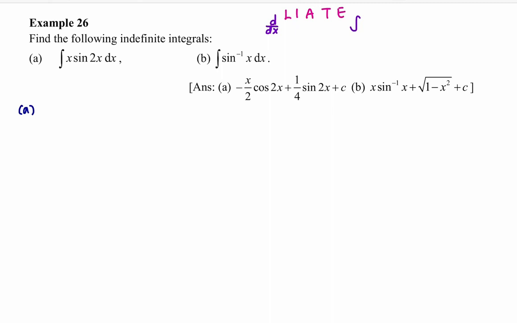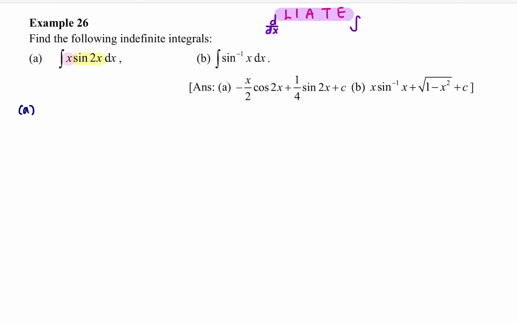So what about, are we able to identify two distinct functions, in this case x and sine 2x? And you can recognize that this is actually a product of two functions that we have to integrate. Think about integration by parts. Integration by parts will require us to identify the function to be differentiated and a function to be integrated. So we can use the LIATE method in that particular order.